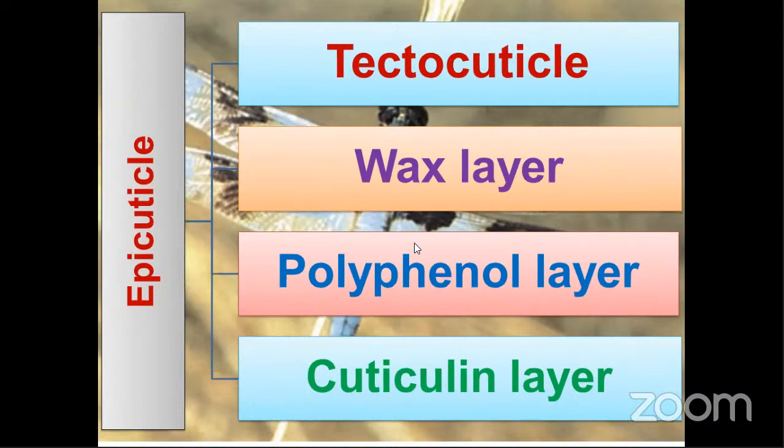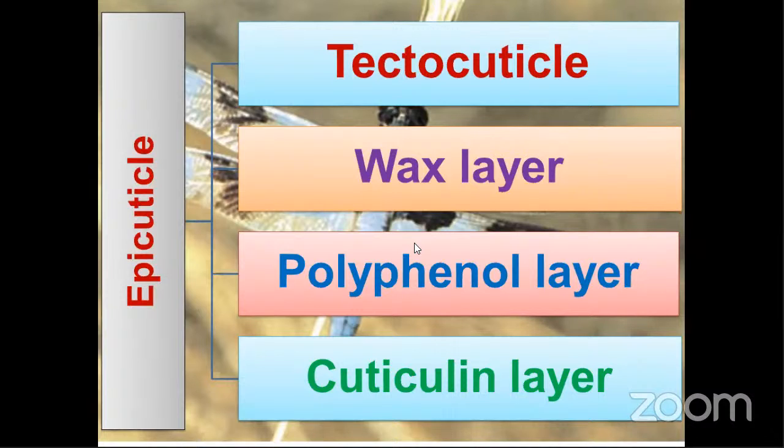It consists of 4 layers. Those are the tectocuticle, which we also call the cement layer. Sometimes they ask tectocuticle, sometimes cement layer, but the cement layer is nothing but tectocuticle. Then the wax layer, which we also call lipid epicuticle. Protein epicuticle is the cuticle layer, and lipid epicuticle is the wax layer. You can remember this terminology.